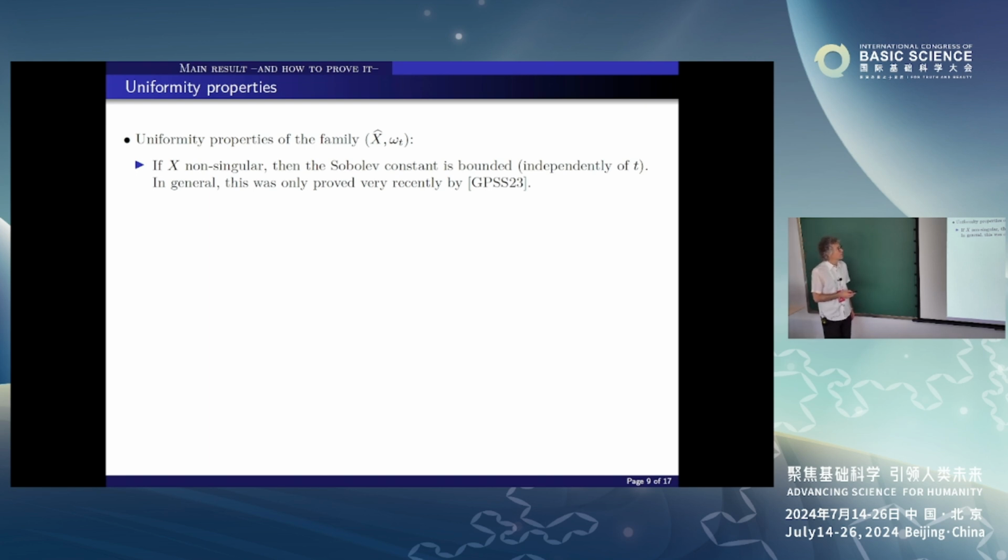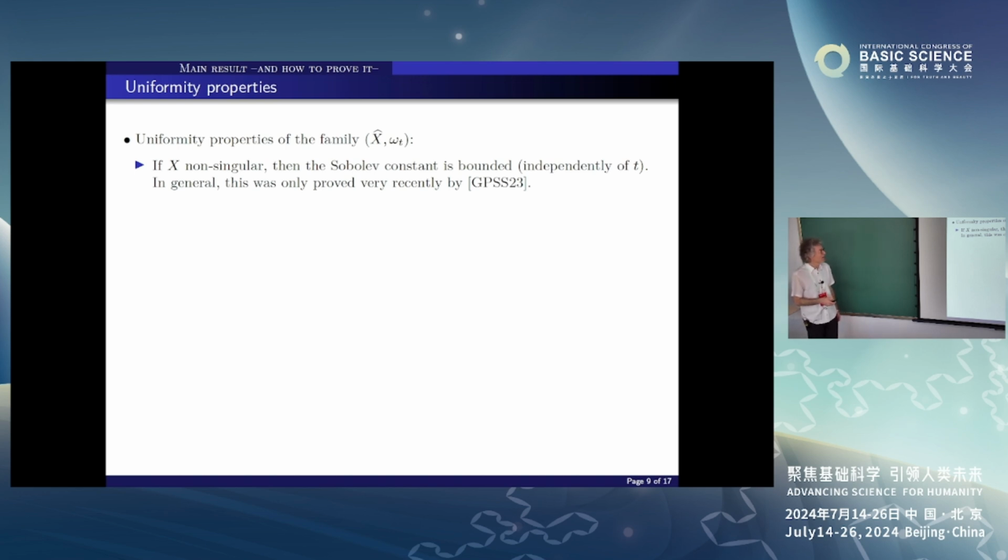Now, if X is non-singular, the Sobolev constant, which is one of the main players in this story, is bounded independently of t. And in general, this was only established very, very recently for this family of metrics here, and I will explain to you why that is. So here GPSS stands for Guo, Phong, Song, and Sturm, the Rutgers team.